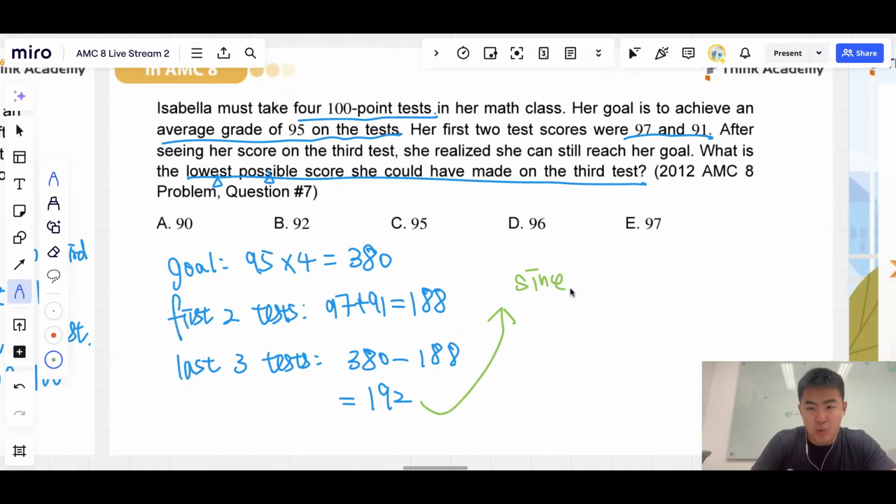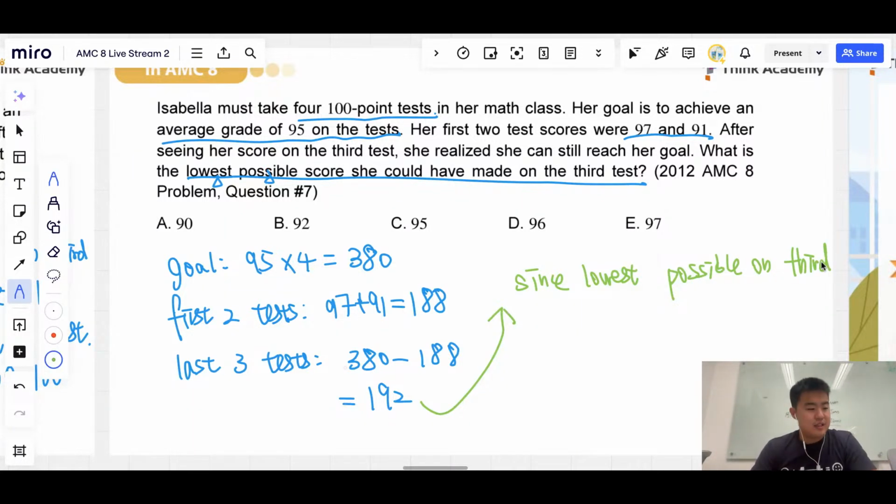Since we are still looking for the lowest possible score on the third test, we should assume that the last test has the higher score.